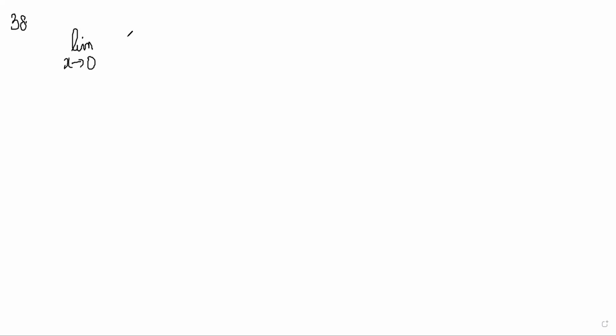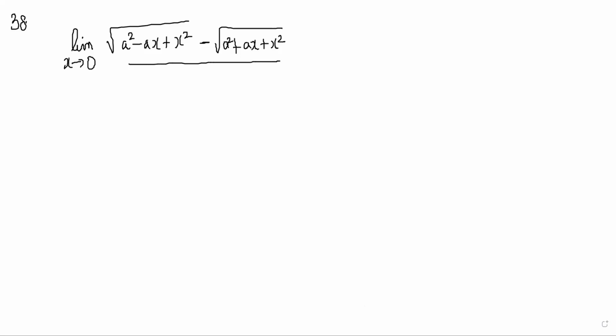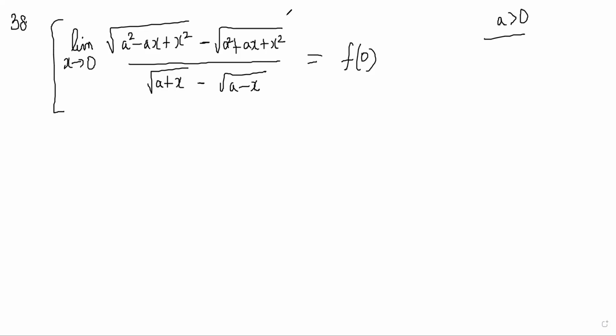Root over a square minus ax plus x square minus root over a square plus ax plus x square, by root over a plus x minus root over a minus x, right? So what I'm saying is the limit value at this should be equal to f of 0, right? Yes, only then it will be called continuous. And a is positive is given to us, right? So this is a straightforward limit question, no?